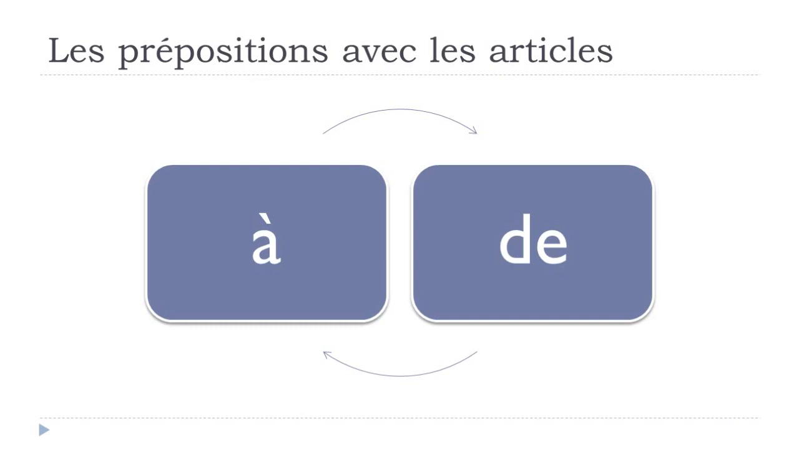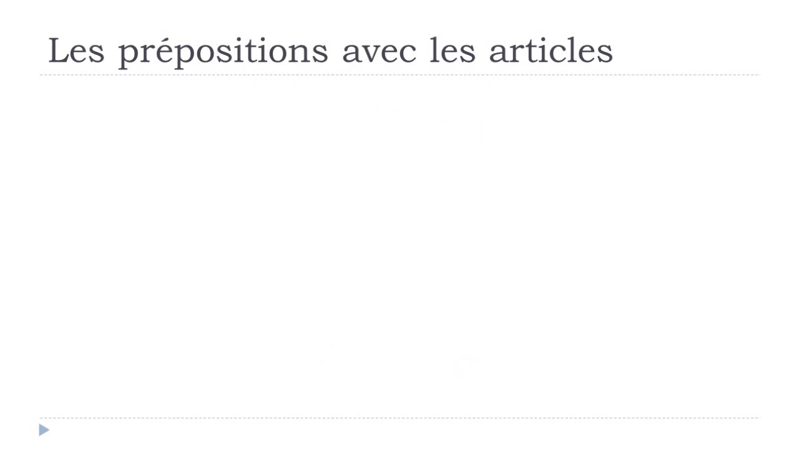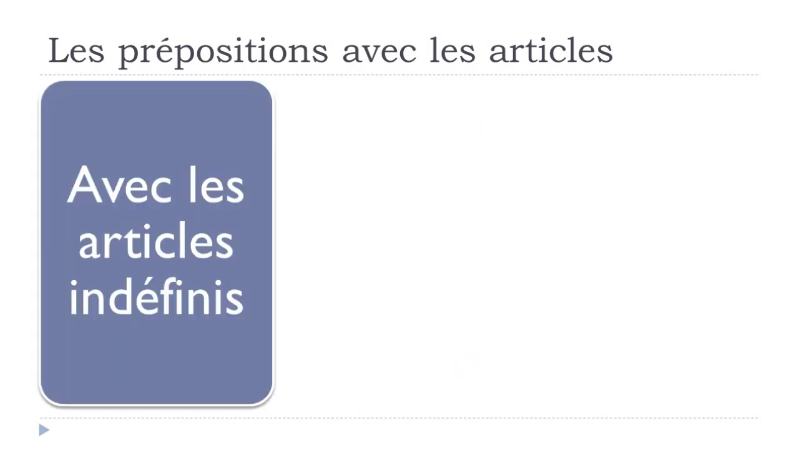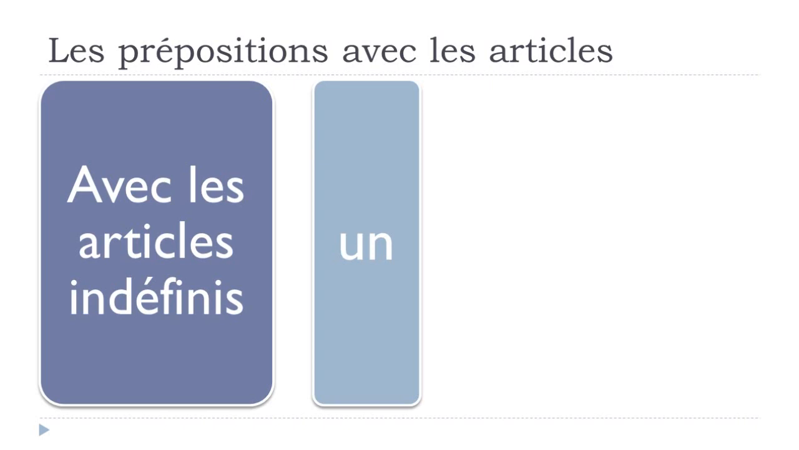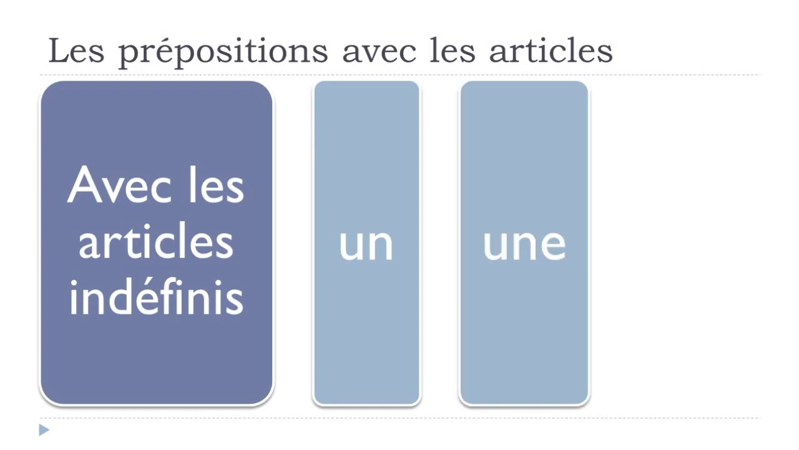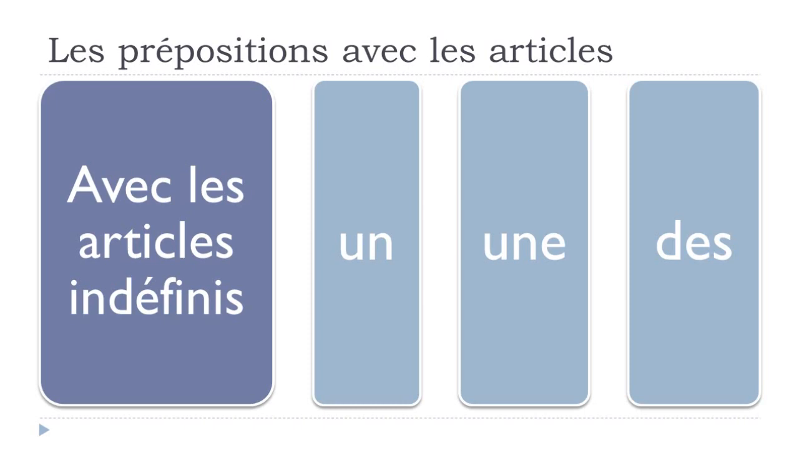Especially we'll concentrate on the way these prepositions react when they are combined with these articles. So the first one that we will discover together will be à, avec les articles définis. So remember, les articles indéfinis would be translated in English as a something. But then in French we've got the difference between the masculine form, un, the feminine form, une, and the plural form, des.